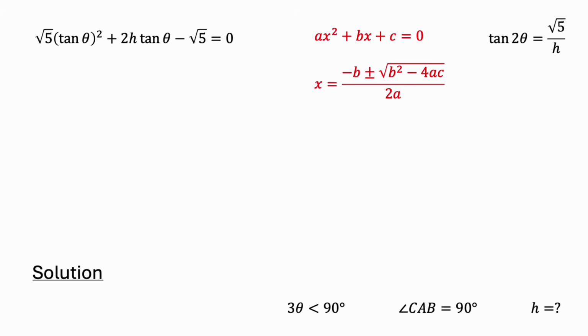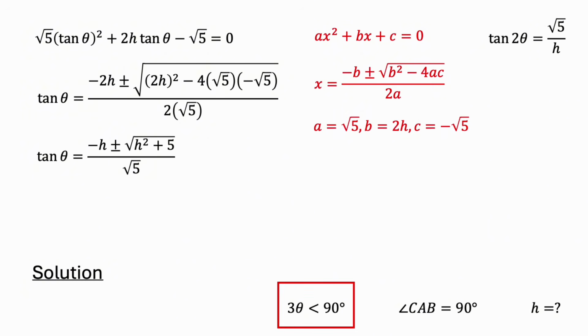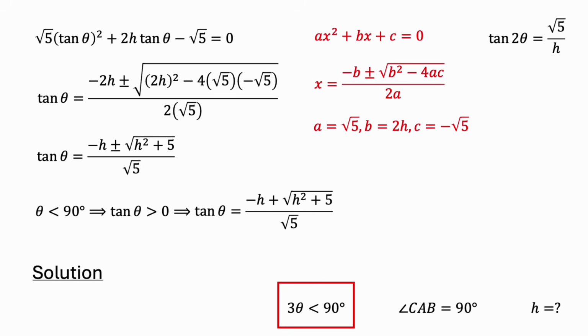An application of the quadratic formula with a equals √5, b equals 2h, and c equals minus √5 gives us two possible expressions for tan θ: minus h plus or minus the square root of h squared plus 5, over √5. Since 3θ is less than 90 degrees, θ is less than 90 degrees, so tan θ is greater than 0. Therefore, we have tan θ equals minus h plus the square root of h squared plus 5, over √5.